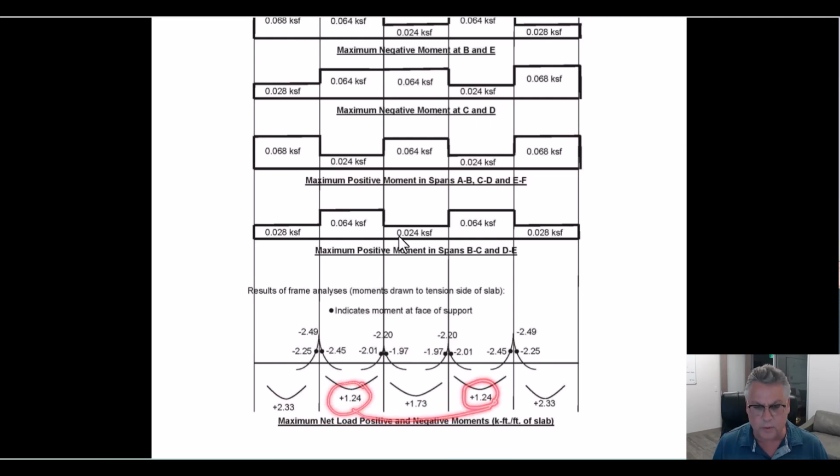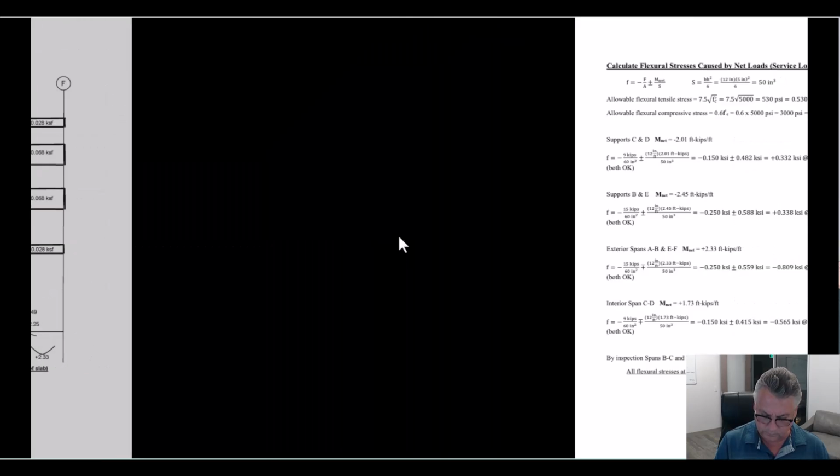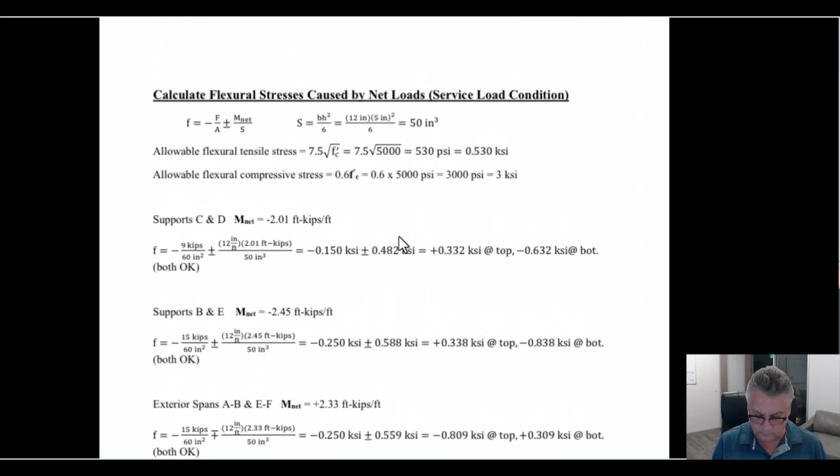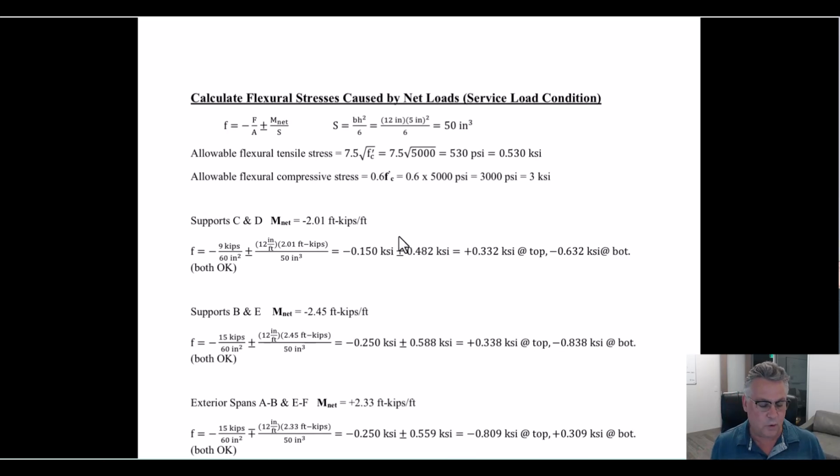Again, symmetry: 1.24 foot-kips per foot in the first interior bay, and in the middle bay 1.73 foot-kips per foot. Okay, so you'll remember from what we've done in your project, stresses are always minus F over A, and then it's plus or minus M over S, depending on if we're looking for worst compression or maximum tension.